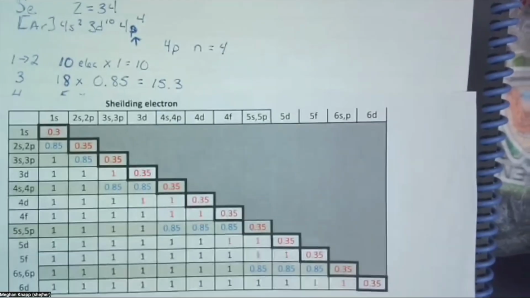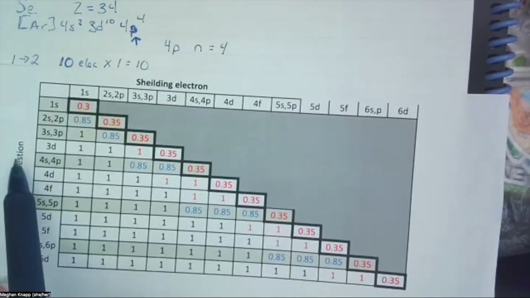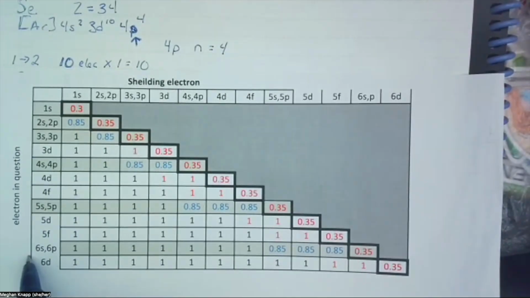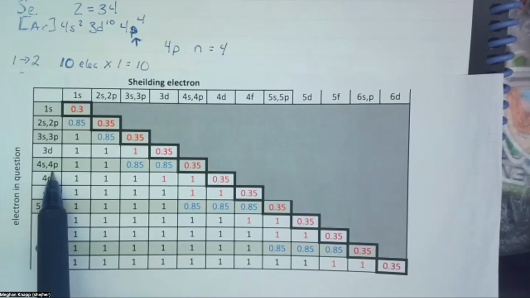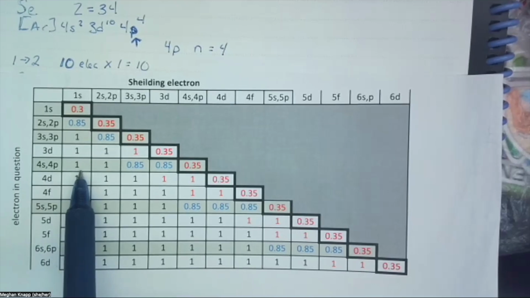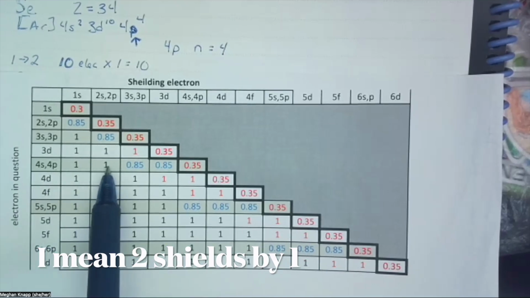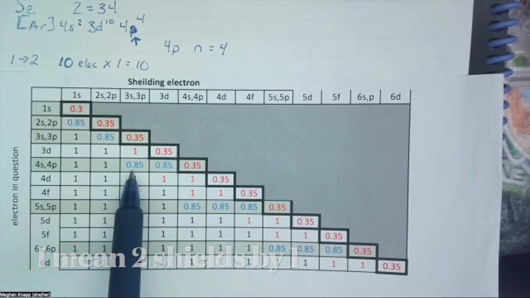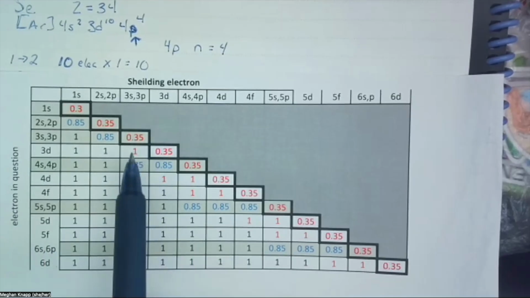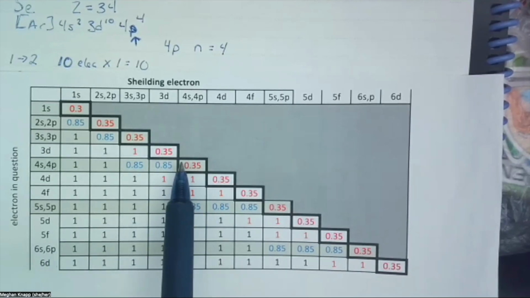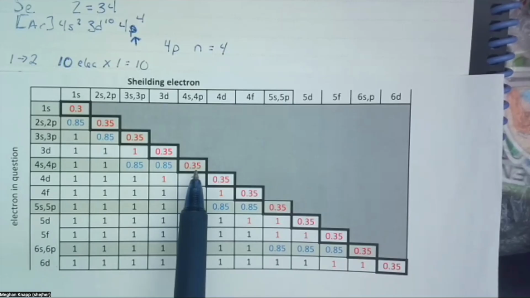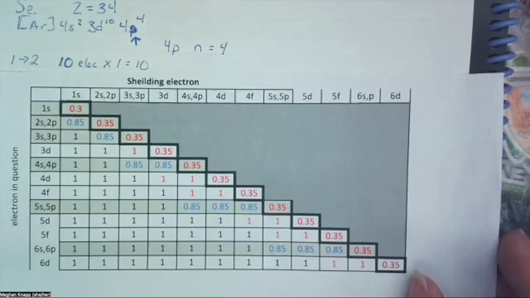I also gave you a chart that looks like this. On the side, we find the electron we were talking about. So we were talking about a 4p electron. This tells us that level 1 shields by 1, level 2 shields by 2, and level 3, the s and the p shield by 0.85, and the d shields by 0.85. And then within the same block, it is 0.35. So that's how you would use that chart.